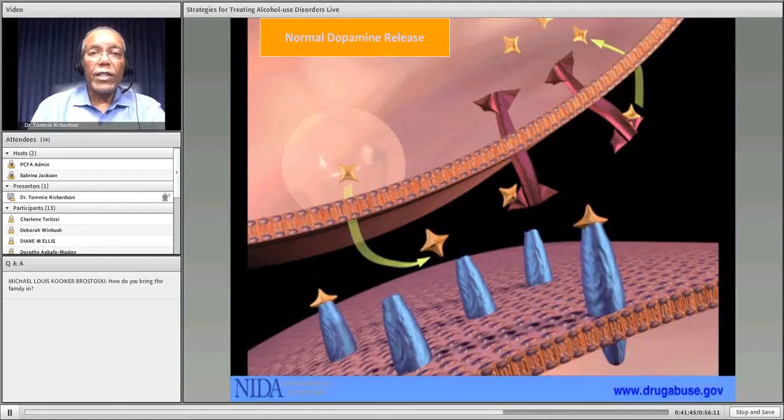And this is just a normal dopamine release from the presynaptic nerve. This is hampered by drugs like alcohol, especially cocaine, methamphetamine, and some of the new drugs that are out now that you guys will be seeing, bath salts and spice, which people can just go into any head shop and purchase.